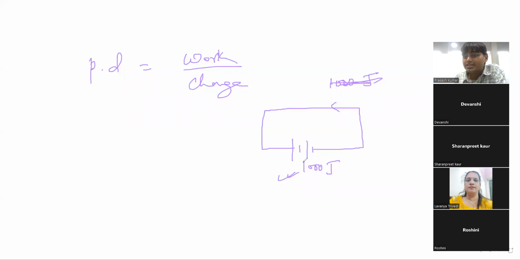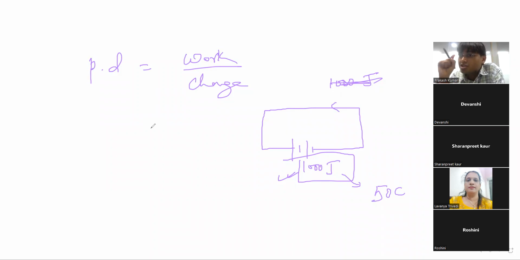Okay, this battery can provide 1000 joule, and this is acting on 50 coulomb of charge. So what will be the potential difference of this battery? Hear me first. What I'm trying to say is that this battery can supply a maximum of 1000 joule, and this 1000 joule is capable of moving only 50 coulomb. So what is the potential difference of this battery?